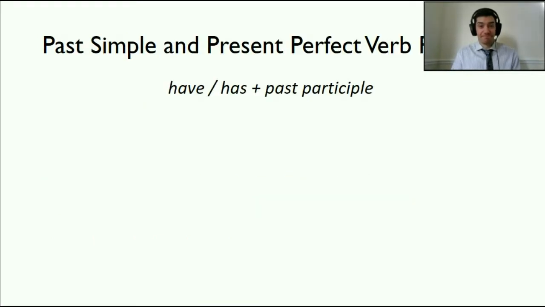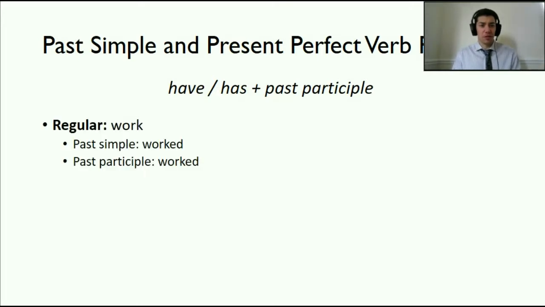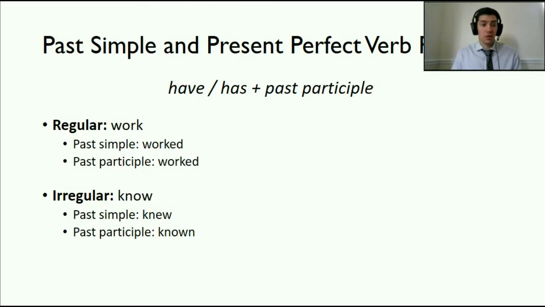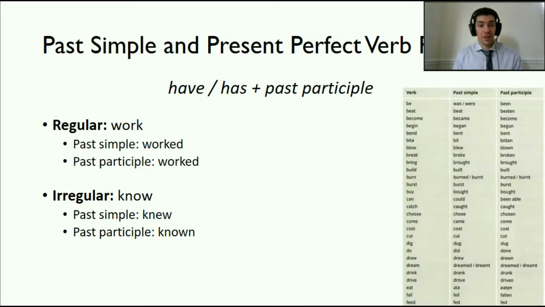So the past simple and the present perfect. Let's look at some of the different verb forms here. You've got the regular, work, past simple is worked, past participle is worked. Now the irregular, know, past simple, knew, past participle, known. There are so many of these. So what I would recommend is not to just memorize every single one of them, but to use them, to pick them up through speaking, through conversing. This is, I think, the best way to learn these.